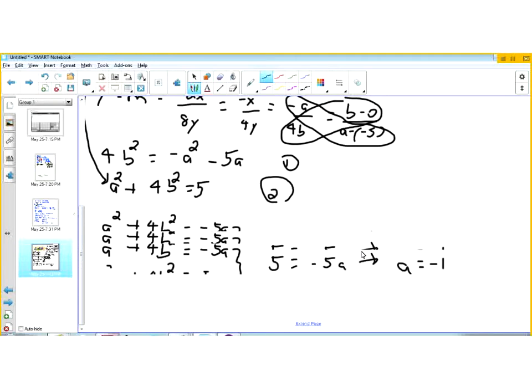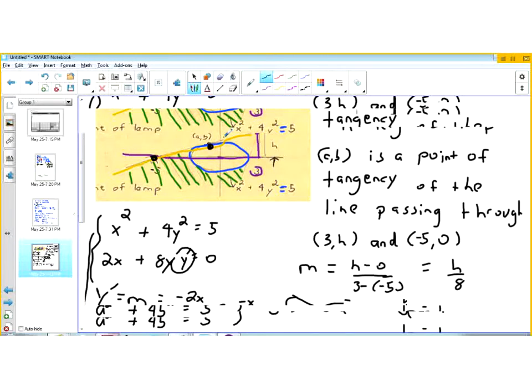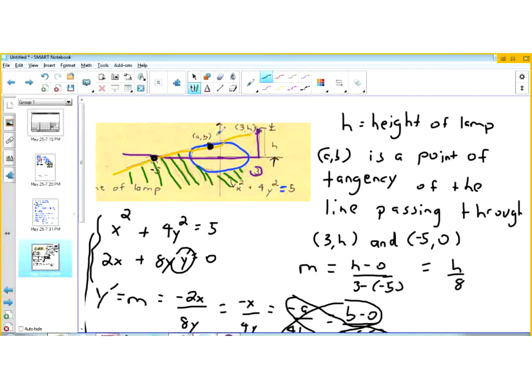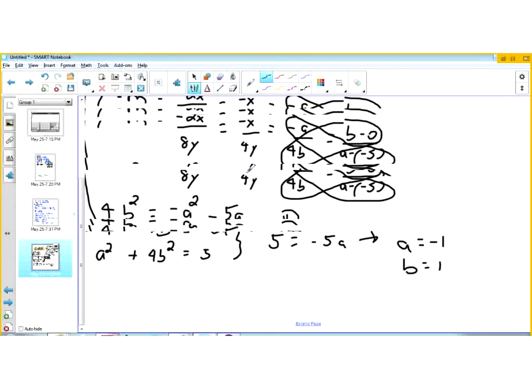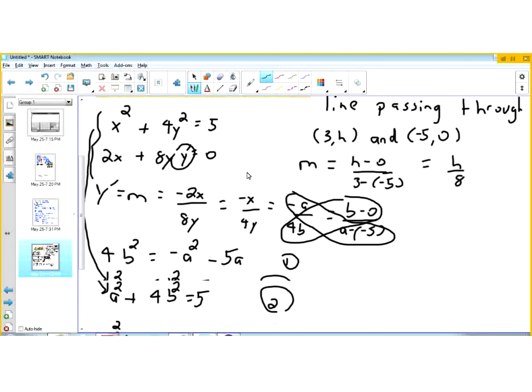So we'll take b equals 1. Why does b equal 1 and not negative 1? Because if we look at the position of AB, it's in quadrant 2, and all ordinates in quadrant 2 are positive. So we have values for a and b.